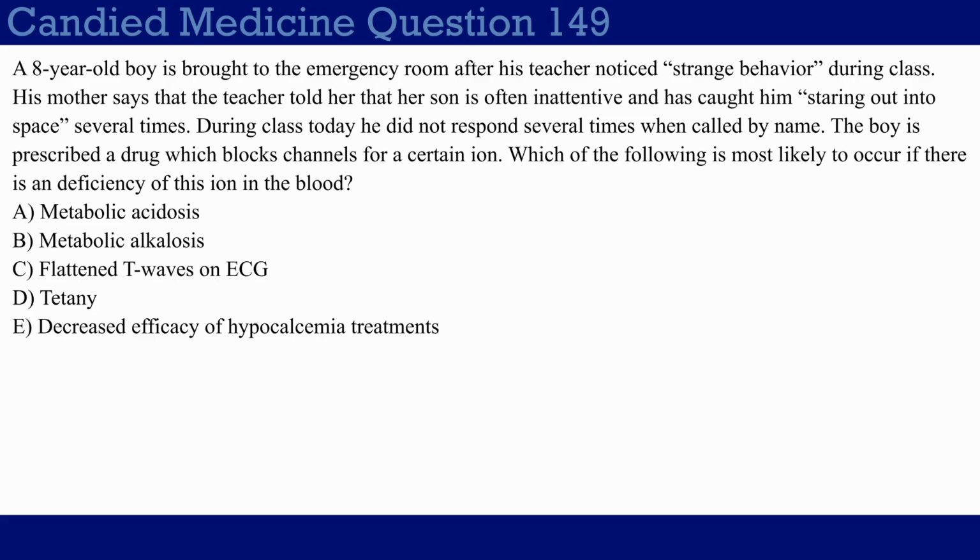Which of the following is most likely to occur if there is a deficiency of this ion in the blood? Choice A, metabolic acidosis. Choice B, metabolic alkalosis. Choice C, flattened T waves on ECG. Choice D, tetany. Or choice E, decreased efficacy of hypocalcemia treatments. I'll wait 5 seconds and answer the question.